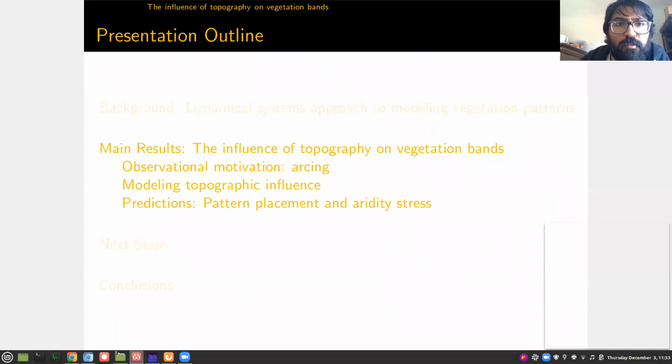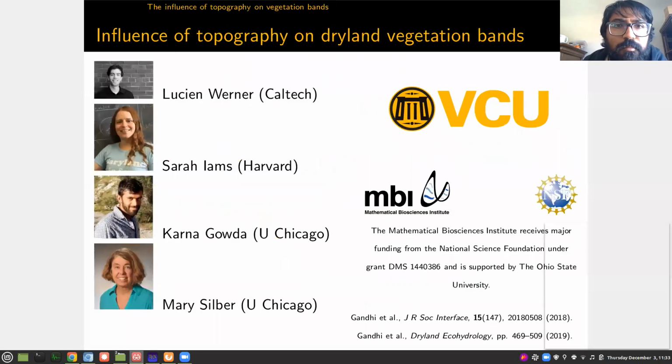Okay, and so that's kind of the background of the modeling in the vegetation patterns, and now we'll go on to the main results. And before we do that, I just want to acknowledge my collaborators on this work. This started while I was a postdoc at the Mathematical Biosciences Institute, and so it's been really great to work with all these people.